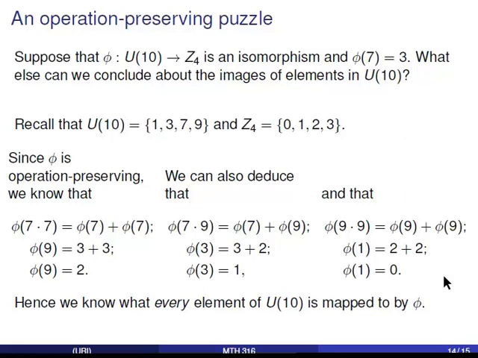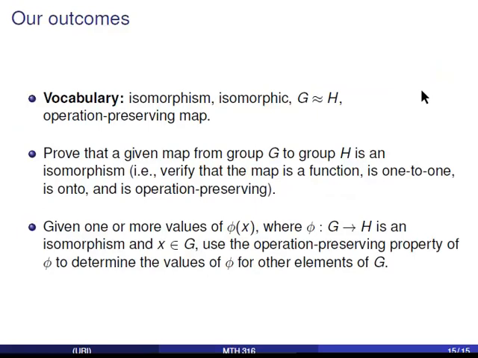Well, with that, we have introduced isomorphisms and what it means for groups to be isomorphic. We've demonstrated how to show that a given map is an isomorphism from one group to another. And we've used the operation preserving property to determine the values of an isomorphism for other elements in our group.